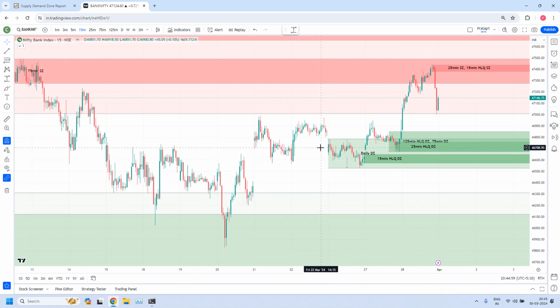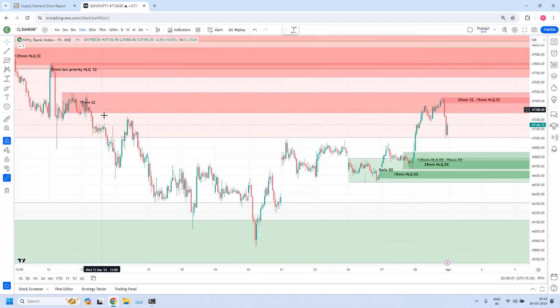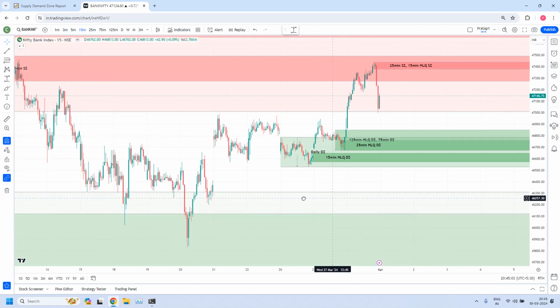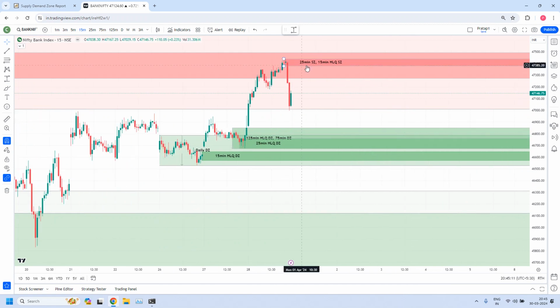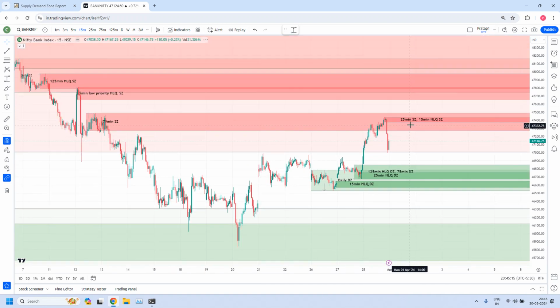So that's a good thing. Inside the 75 minutes supply zone, we have a 15 minutes high liquidity supply zone. Definitely it will hold. At least you may get one trade. See, when will it fail? If on Monday Bank Nifty opens with a gap above this high liquidity zone, then it will fail. There are higher chances.